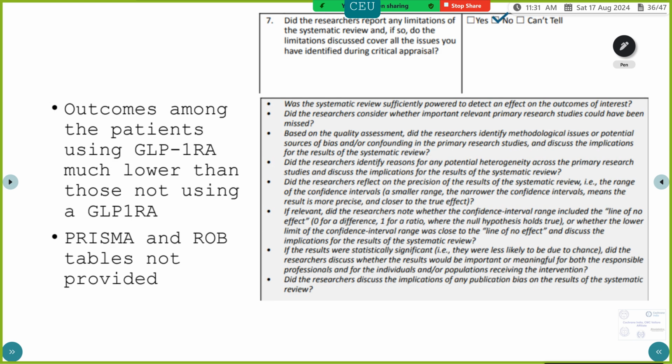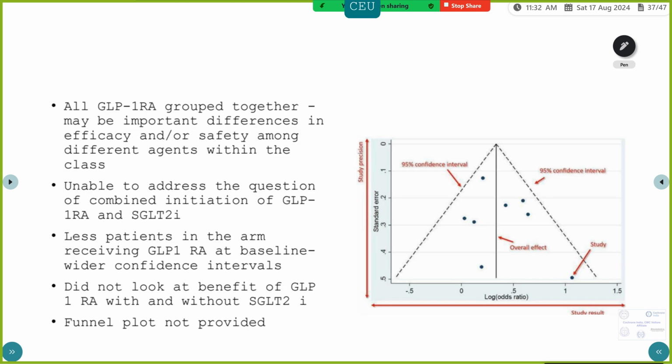Now coming to limitations, we have already seen that they have not done a search of the databases in this meta-analysis. They have not put the PRISMA and the risk of bias tables in this meta-analysis. Those are all limitations. Again, we have seen that the number of patients in the GLP-1 RA group was less than the number of patients in the other group. Only 3,000 in the GLP-1 RA, while the rest 67,000 were in the patients who are not using.